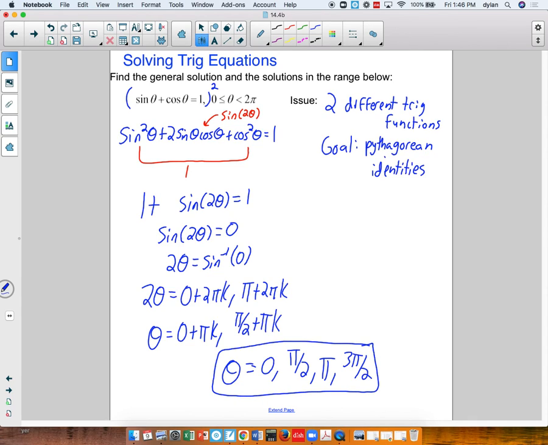But this problem asked us to also find the general solutions as well. And the general solutions to this one, if you look at this, we've got 0, pi over 2, pi, 3 pi over 2. We've got all 4 corners of the unit circle, which means we can iterate around in quarter turns to come up with our answer. So our general solution would be theta equals pi over 2 k.